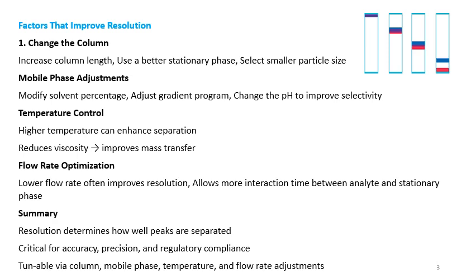Flow rate optimization: a lower flow rate often improves the resolution and allows more interaction between the analyte and the stationary phase. So if there is more interaction, then the molecule which is having greater affinity to the stationary phase will elute at last. So it is the same with the mobile phase also. Resolution determines how well peaks are separated, critical for accuracy, precision and regulatory compliance.